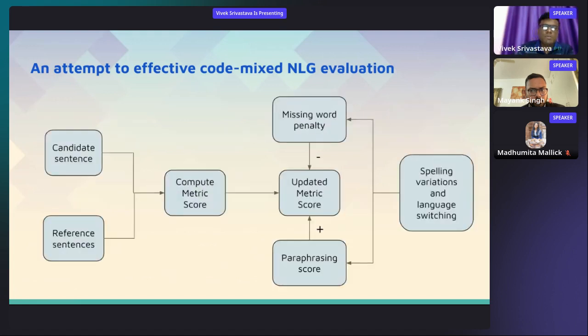And what happens towards the end is this entire pipeline looks like this. So you have a candidate sentence which is generated by an NLG algorithm or a system. You have a reference sentence from humans.